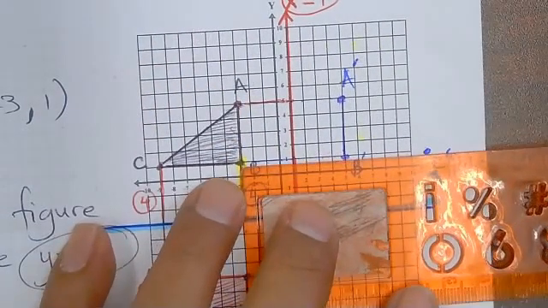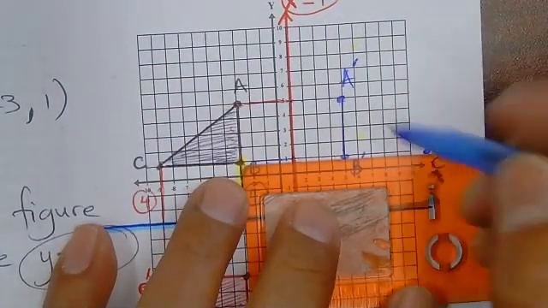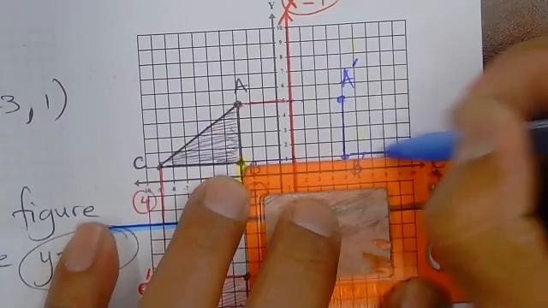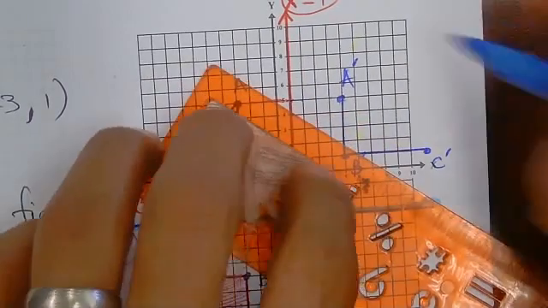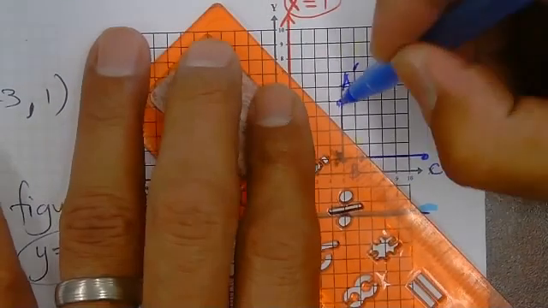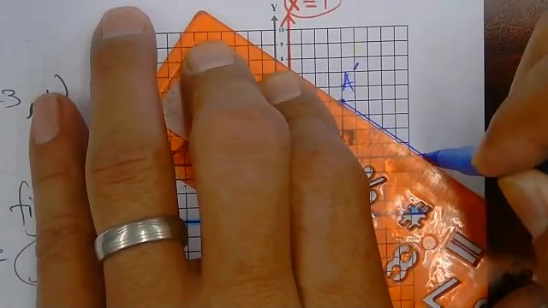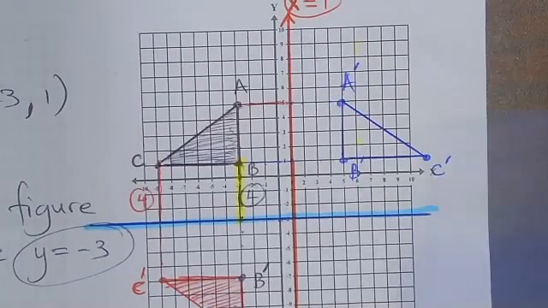Connect the dots, and should it be facing exactly the same way as the original one? No, it's not going to face exactly the same. It got flipped over, right? It's a reflection.